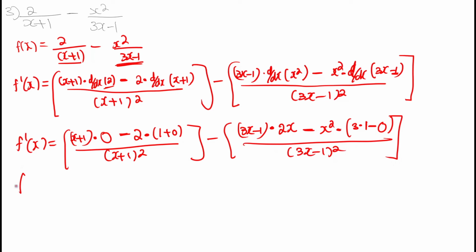In the next step, f dash of x is equal to x plus 1 into 0. 0 into any number is equal to 0. Minus 2 into 1 is minus 2, divided by x plus 1 square.